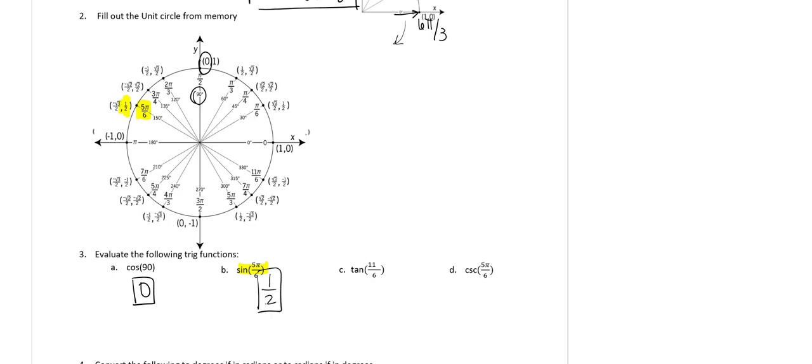Tangent of 11 pi over 6. When I go to 11 pi over 6, I know that tangent is sine divided by cosine, so negative 1/2 divided by square root 3 over 2. Remember, we flip and multiply, so negative 1/2 times 2 over root 3 equals negative 1 over the square root of 3. Rationalize your denominator, and you should get negative square root 3 over 3.